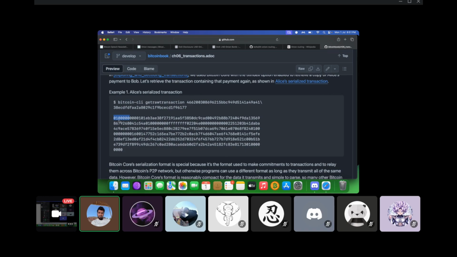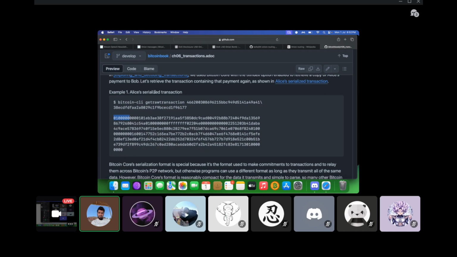Version 2 means it will support absolute time locks, relative time locks, SegWit transactions, and Taproot transactions. Version 3 means it will support TRUC transactions, which are also known as V3 transactions. So this indicates which features are compatible with this specific transaction. That's what a transaction version number is.